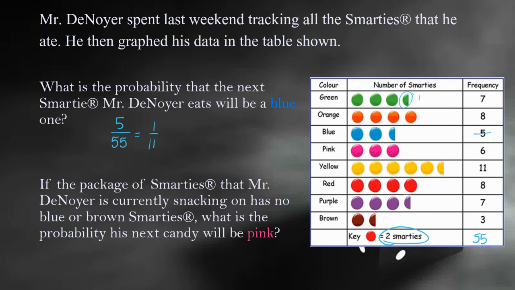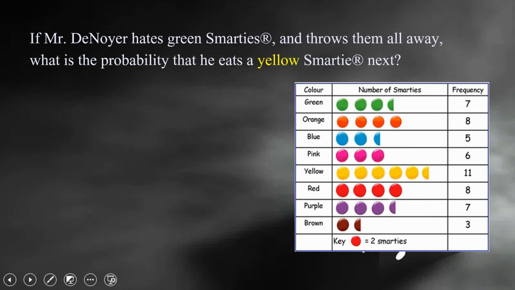If the package of Smarties that Mr. Denoyer is currently snacking on has no blue or brown, so now we're going to take out the blue, we're going to take out the brown from the total. What is the probability his next candy will be pink? Well, pink is 6, right? Out of, but now let's take the 55 and let's subtract the 5 and the 3, and that would be 47. So he would have a 6 out of 47 chance of getting a pink one for his next Smartie.